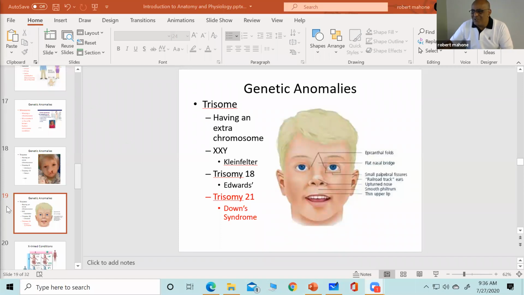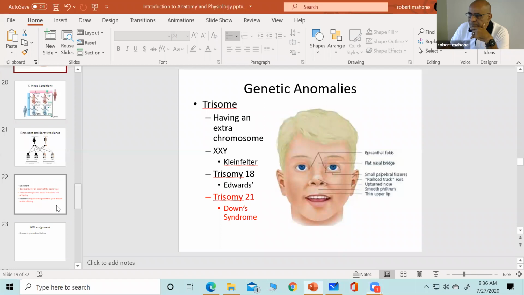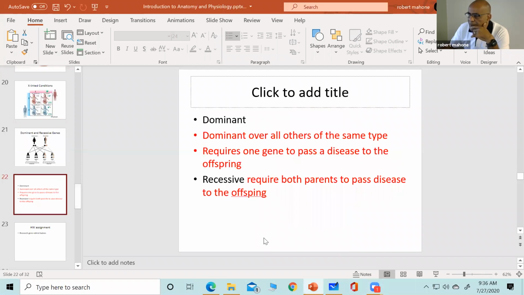All right, so trisomy 21, Down syndrome, is the most common of the trisomy conditions. Be able to discern the difference between dominant and recessive genes. Know both definitions for dominant. Dominant over all others of the same type requires 1 gene to pass to the offspring. Recessive requires 2 genes, or both parents.